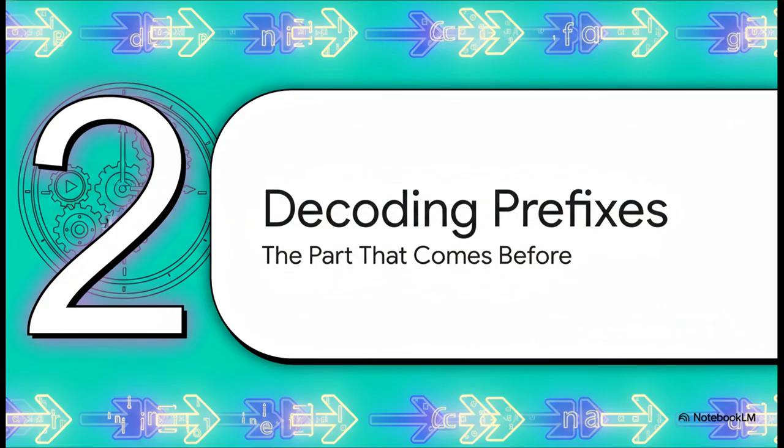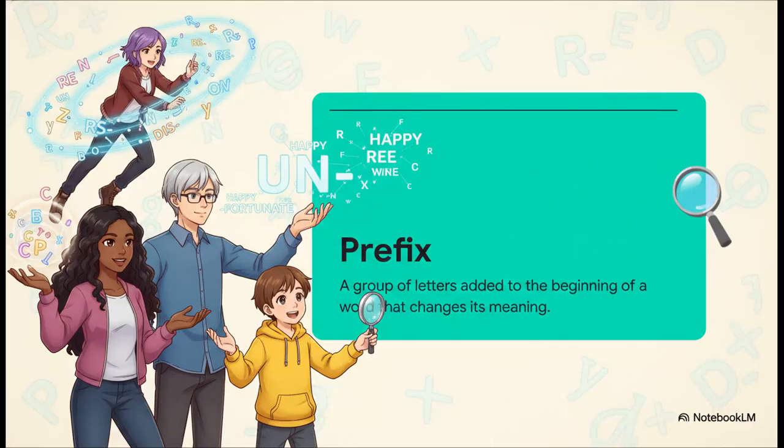Okay, let's jump right into our first topic, prefixes. You know, the clue is right there in the name. Pre actually means before. So it makes sense that these are the parts that come right at the beginning of a word. So here's the official definition, nice and simple. A prefix is just a group of letters that we add to the beginning of a word, and its job is super specific. Its whole purpose is to change that word's meaning.